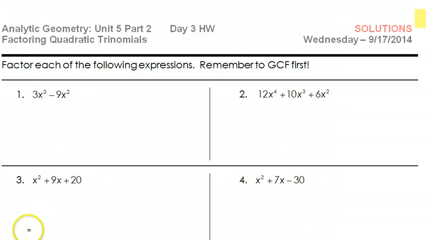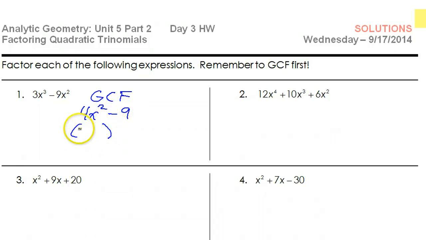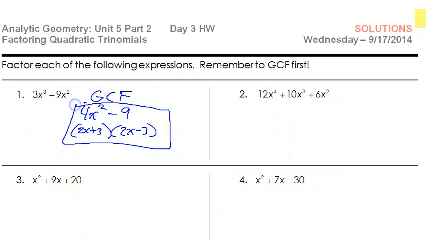Hey guys, this lesson is about factoring polynomials. So far we've learned about 3 different kinds of factoring. We learned about factoring out the greatest common factor. We learned about the difference of 2 squares, which was like 4x squared minus 9, and that factors as 2x plus 3 times 2x minus 3. So that was like a second thing.